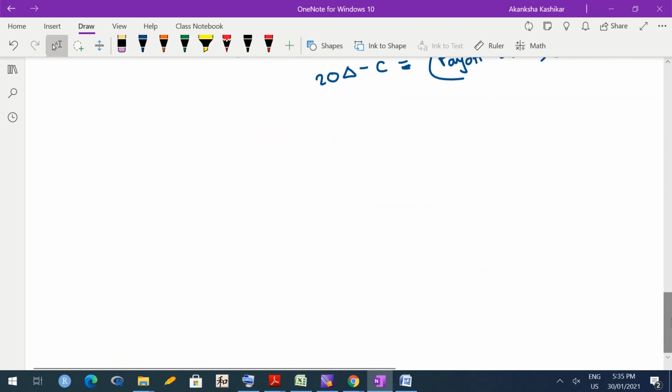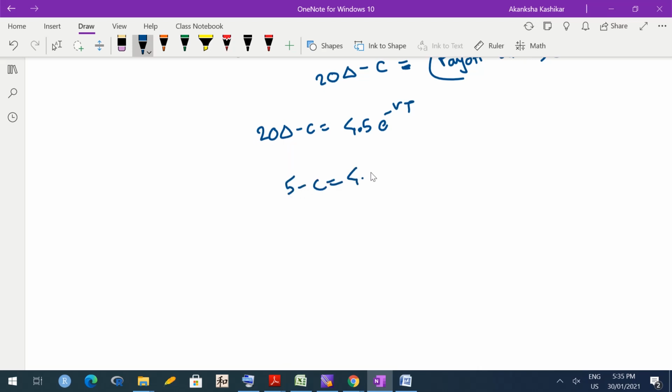So portfolio worth at time 0 should be equal to, so 20 delta minus C should be equal to 4.5 into e raised to minus RT. So this delta we know is 1/4. So this becomes 5 minus C equal to 4.5 e raised to minus RT. So my call option price becomes 5 minus 4.5 e raised to minus RT. So this is the optimal value of the call option price.